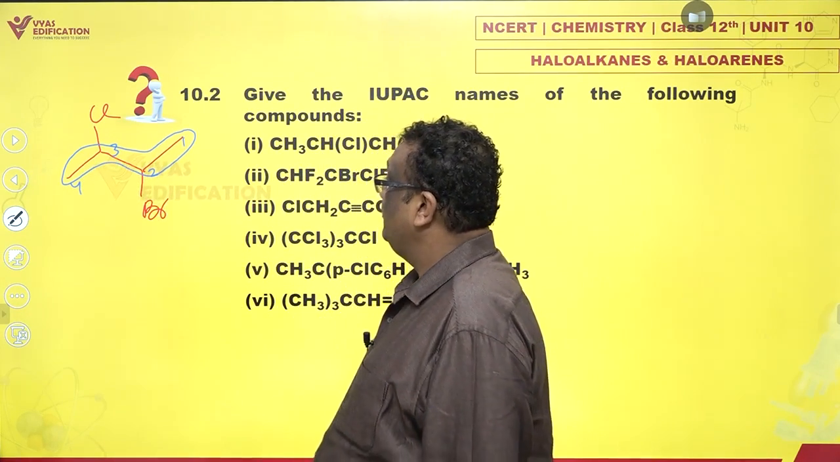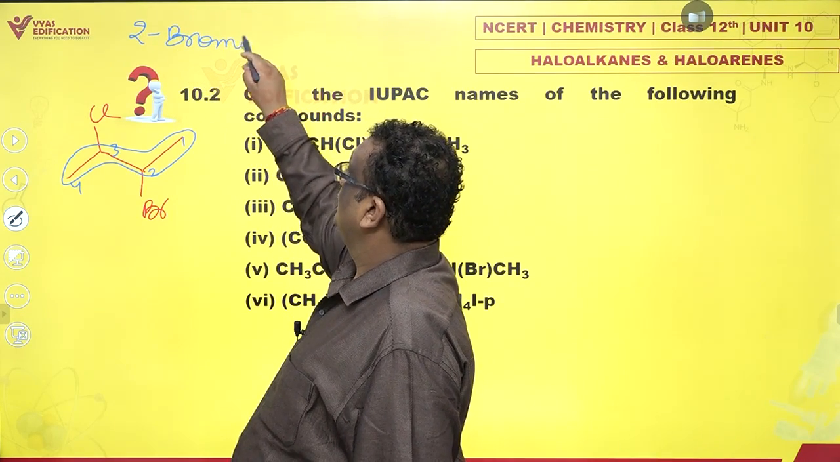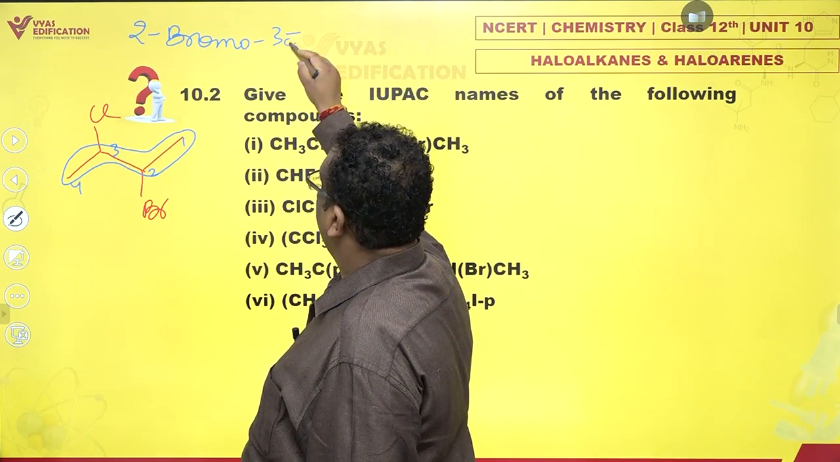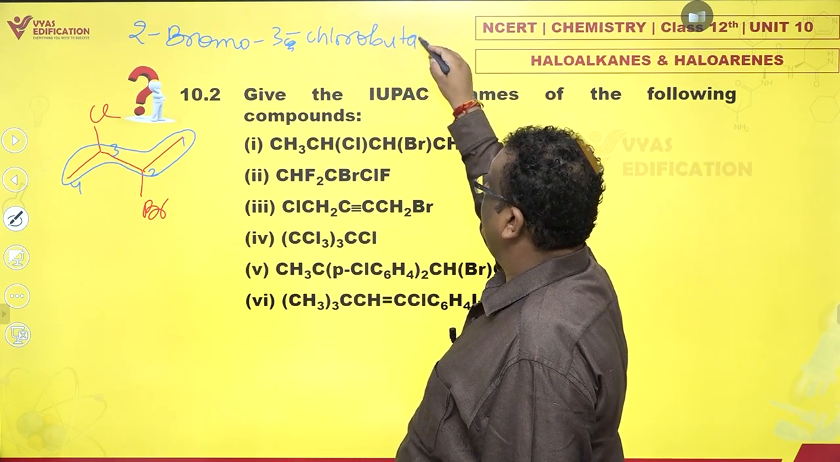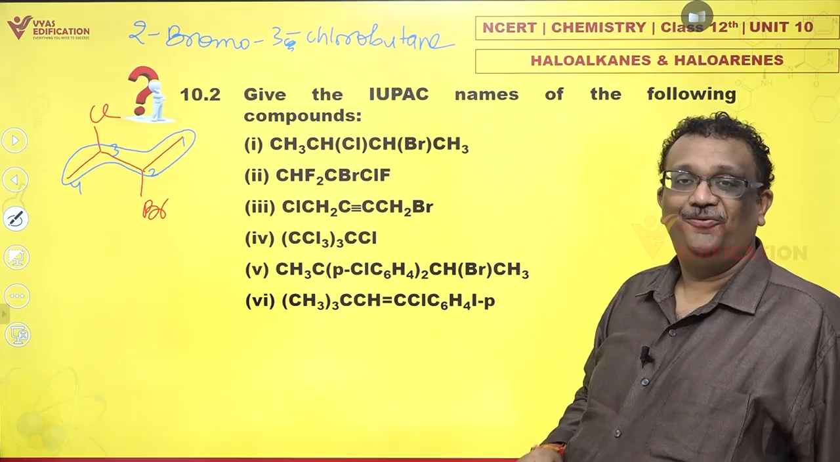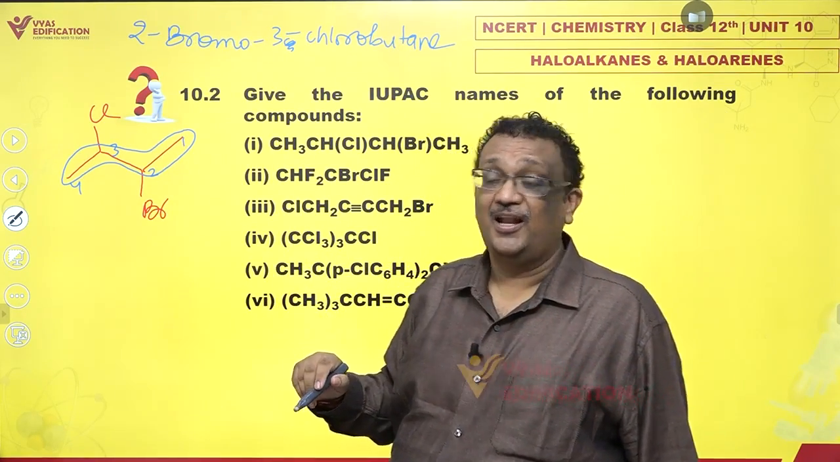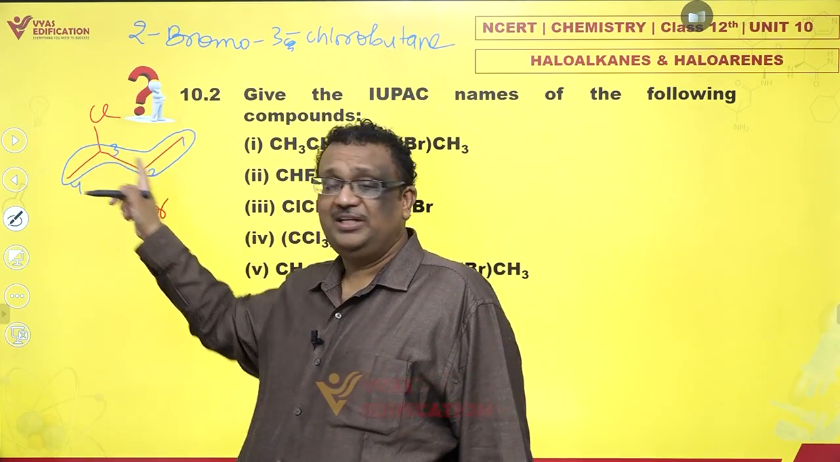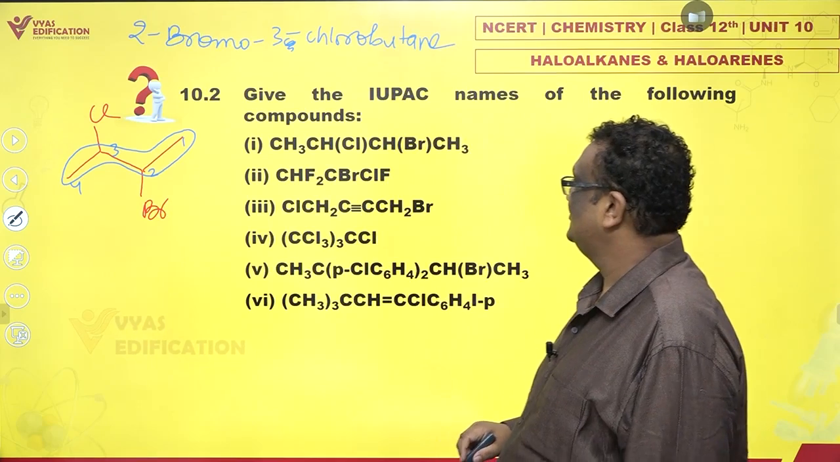And what would be the name? It is 2-bromo-3-chlorobutane. Oh wow. That's it? That's it. It is a vicinal dihalide. Vicinal dihalide means that just adjacent atoms have one halogen atom each.